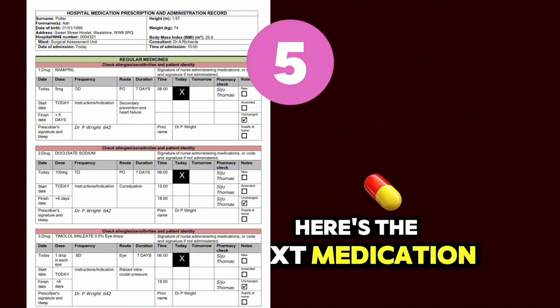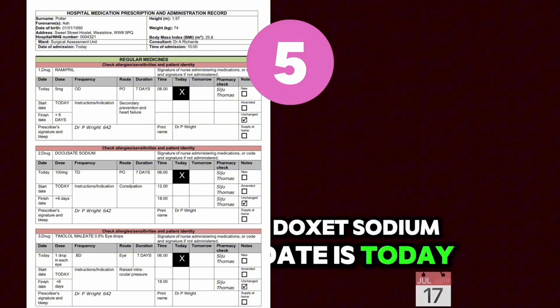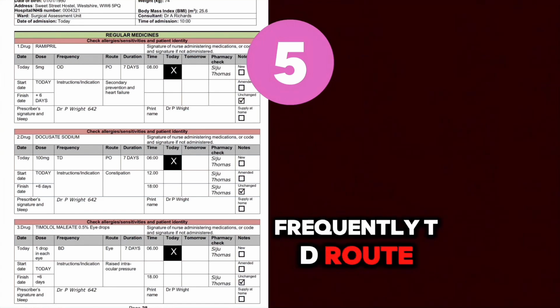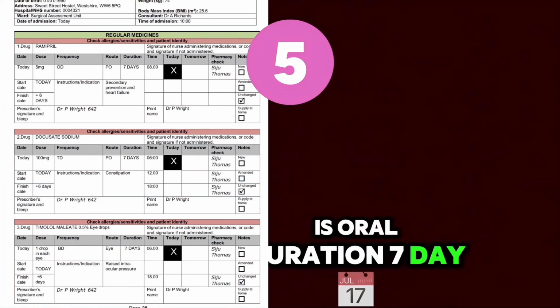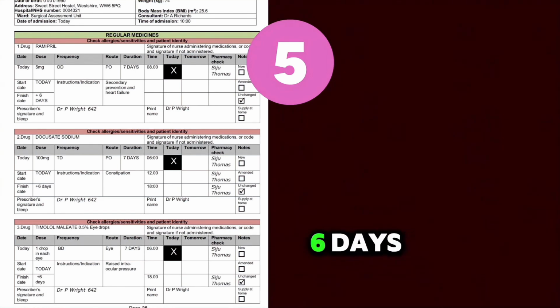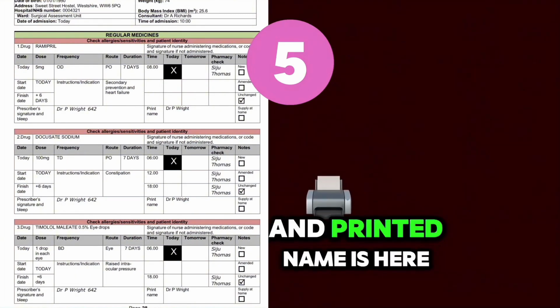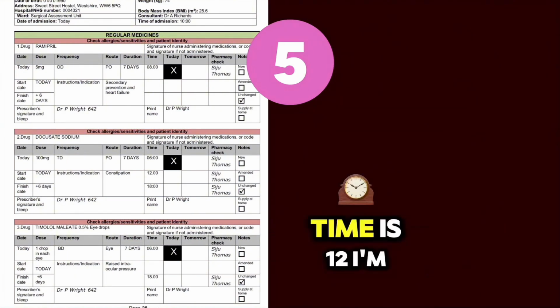Here's the next medication, docusate sodium. Date is today. Dose is 100 mg. Frequency TDS. Route is oral. Duration 7 days. Start date today. Finish day 6 days. Here is the prescriber's signature and bleep number, and printed name is Dr. P. Wright. Time is 12.